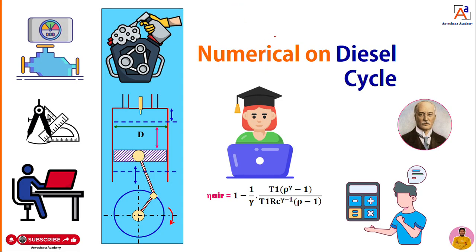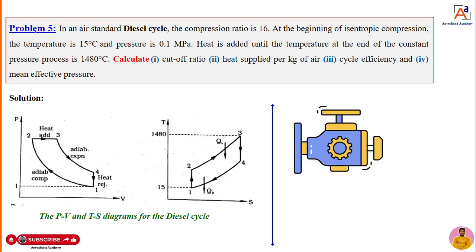Okay, numerical on diesel cycle. So this is the derived equation. Diesel cycle we are dealing with, right? Now I will move towards the next problem, that is problem number 5. First I will read the problem, then I will try to solve this problem step by step.